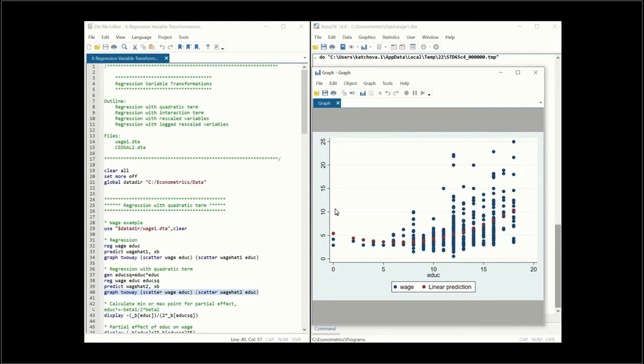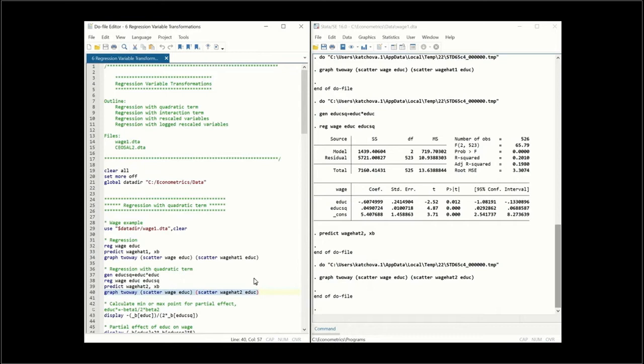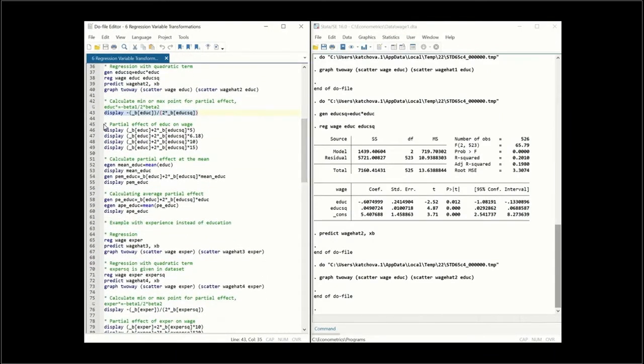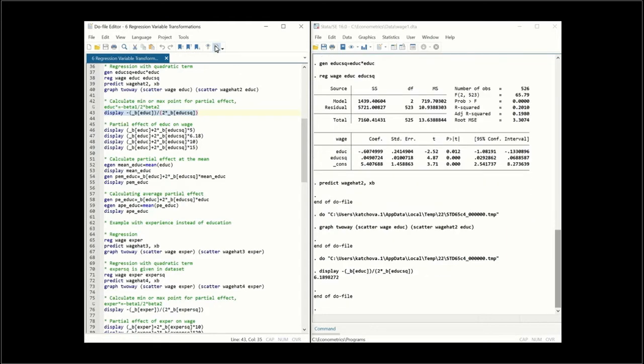So we can estimate and display this coefficient. This is basically 6.18. This means that at an education level of 6.18, we actually have where the marginal effect turns, it bottoms out.